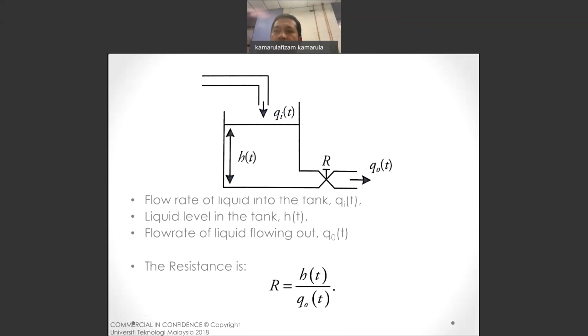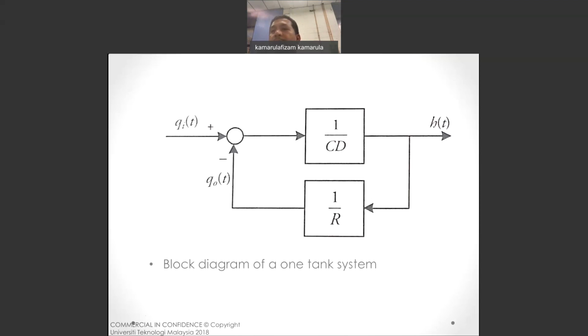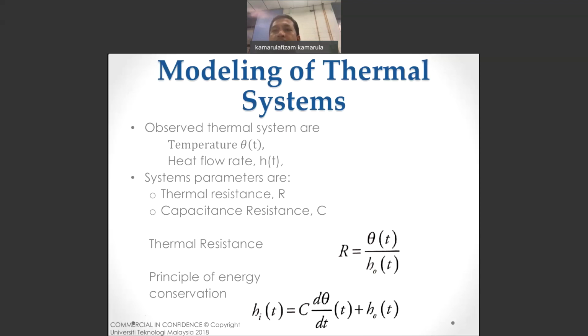So the resistance here is H(t) over the flow rate, and of course the whole liquid level system works using the principle of mass conservation. Fluid into the tank is equal to the rate of increase of H(t) plus the outflow. Okay, so you can take everything and replace it into the system. Basically, you will have the Laplace terms, and you can draw a block diagram of the system. You can work from this formula and try to construct the block diagram yourself.